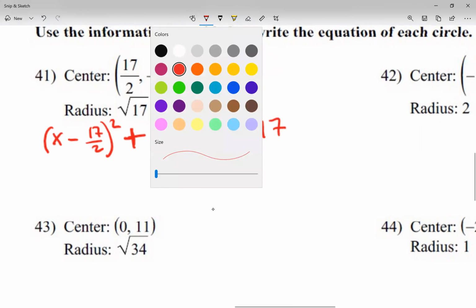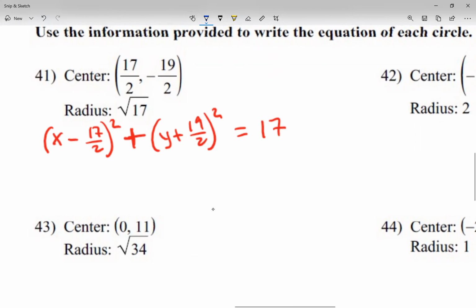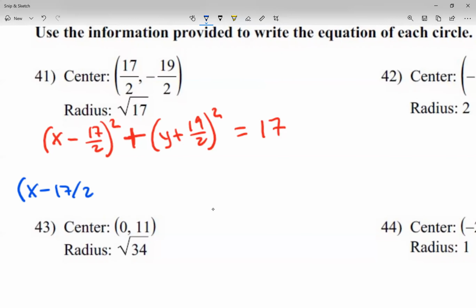Now, how are we going to type this? I'm going to open my parentheses. I know I'm using fractions, but a fraction is just a division. I'm going to use x minus 17 over 2, close my parentheses, to the second power. For exponents, we use the caret, the thing that comes in the 6. Then I'm going to put my plus in between my parentheses. So that plus has to be there.